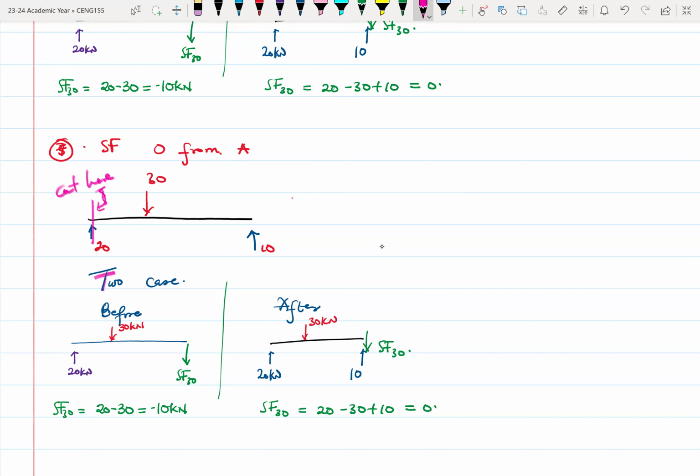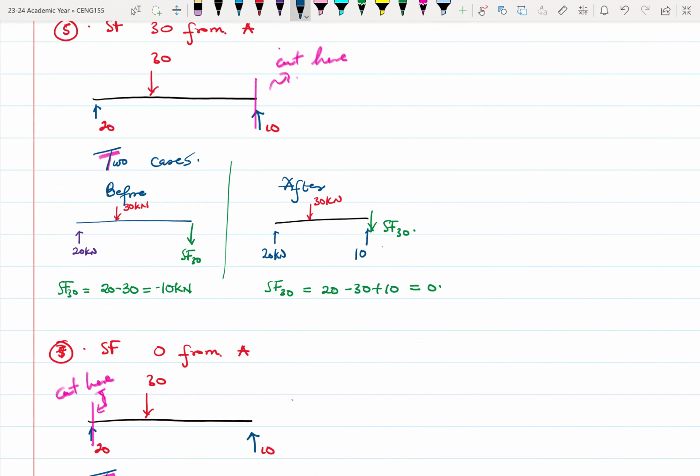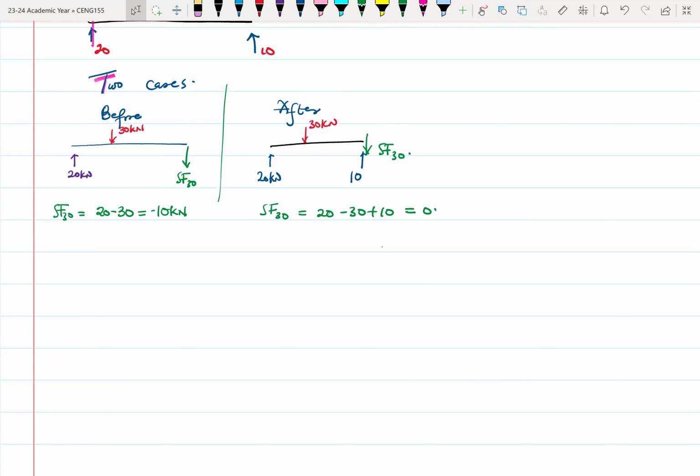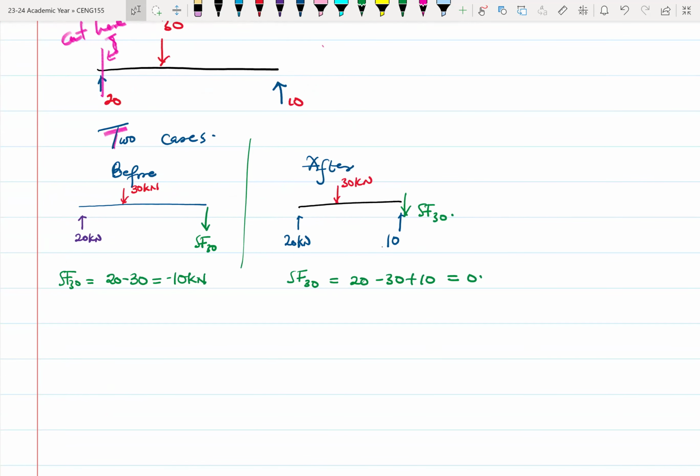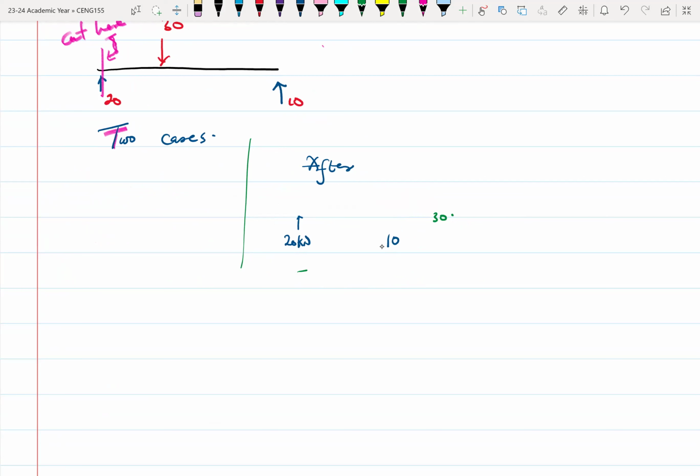Here we also have cases, not one case, not two cases. Because we are meeting the point load, we also have that same issue. So before.